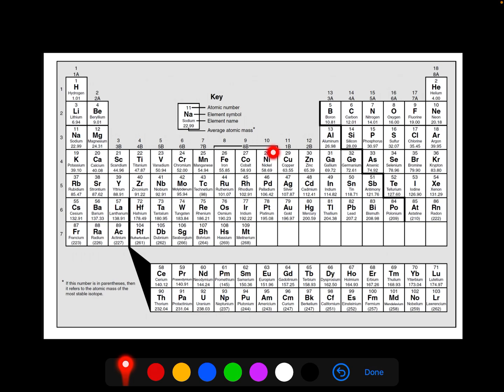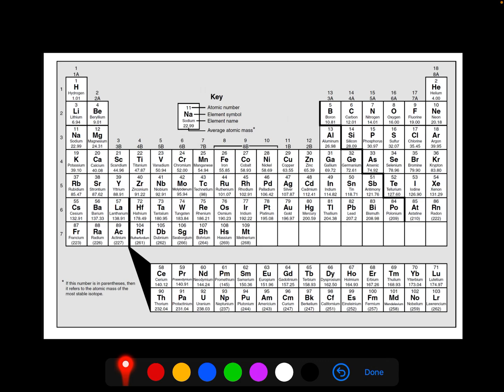The atomic number is the biggest number on the periodic table. It is, of course, the most important because it's what identifies the element. It's the number of protons. Then you have the element symbol and the element's name. This example here is sodium, and you'll notice sodium begins with an S, and the element symbol is Na.